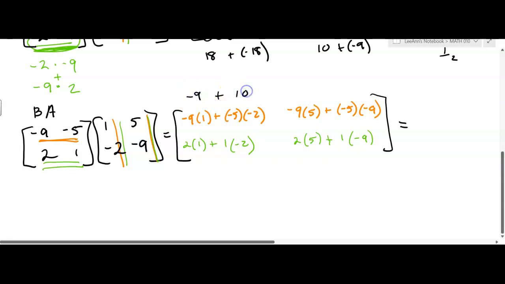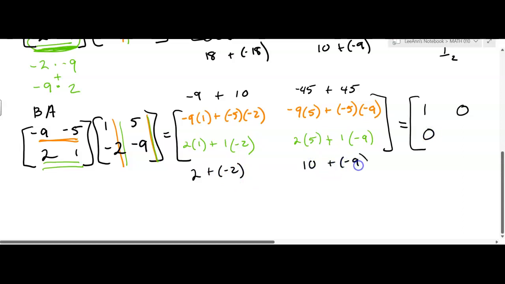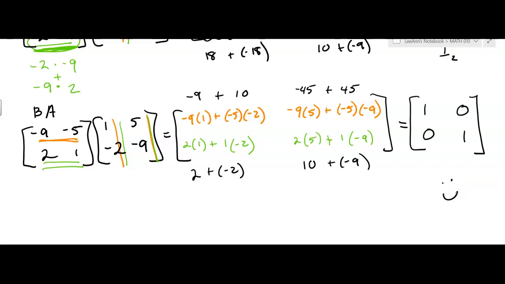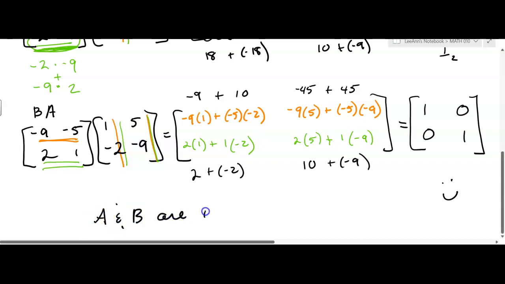-9 plus 10, yep, that's a 1. And here we have -45 plus 45, that is a 0. And then here we have 2 plus negative 2. That's also 0. And then here we have 10 plus a negative 9, which is 1. So yes, it worked. Yay, smiley face, check mark, whatever you want to put. You've shown that A and B are inverses. I'll just write A and B are inverses.